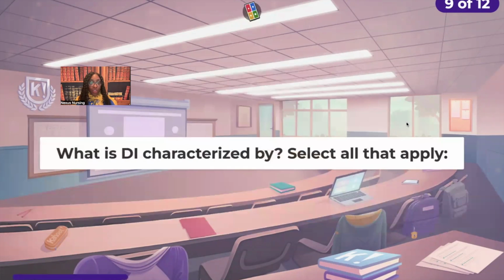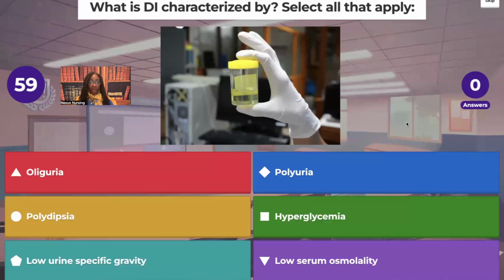All right. Select all that apply. What is diabetes insipidus characterized by? Oliguria, polyuria, polydipsia, hyperglycemia, low urine specific gravity, and low serum osmolality. Diabetes insipidus. What is it characterized by?